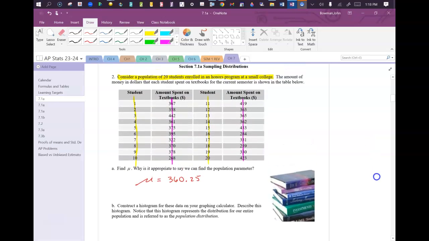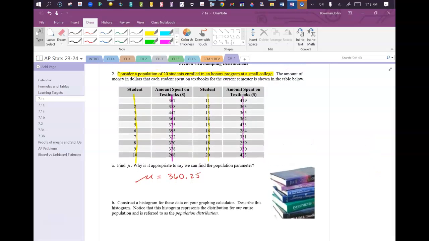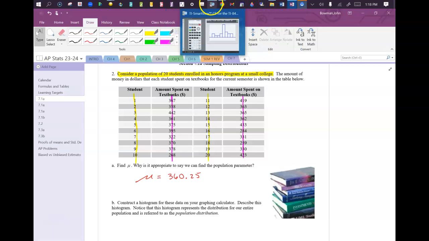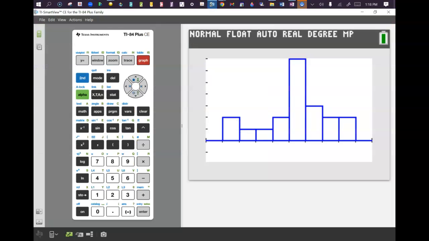Part B of number 2 asks you to construct a histogram for these data on your graphing calculator. If you're going to do that, you'd have to pause the video right now and enter the 20 amounts spent on textbooks. When you make a histogram, it's going to look something like this. You can see that this population distribution of the amount spent on books is roughly symmetric. Because of that, we could use the mean and standard deviation to describe it.